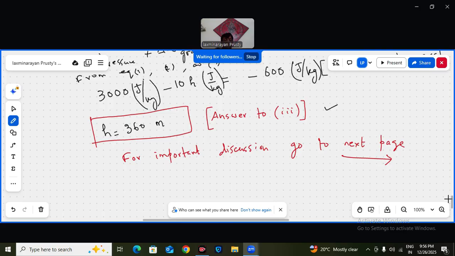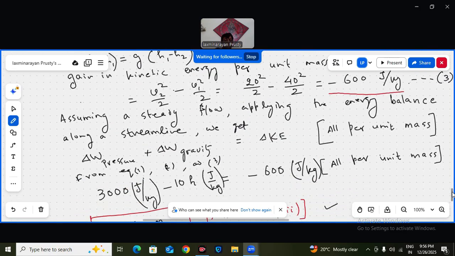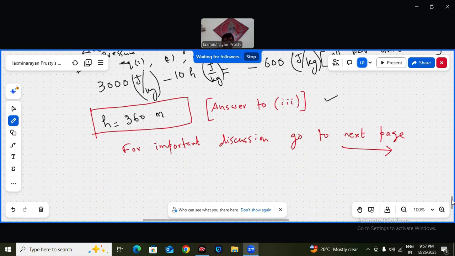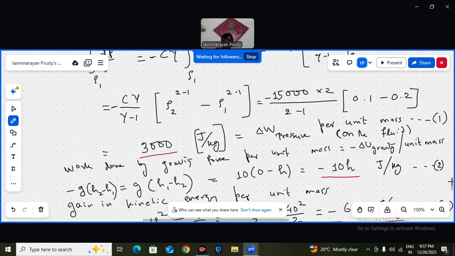Okay, so this is a typical problem. There are other methods to do this also, but this flow work concept seems to be the most key here.